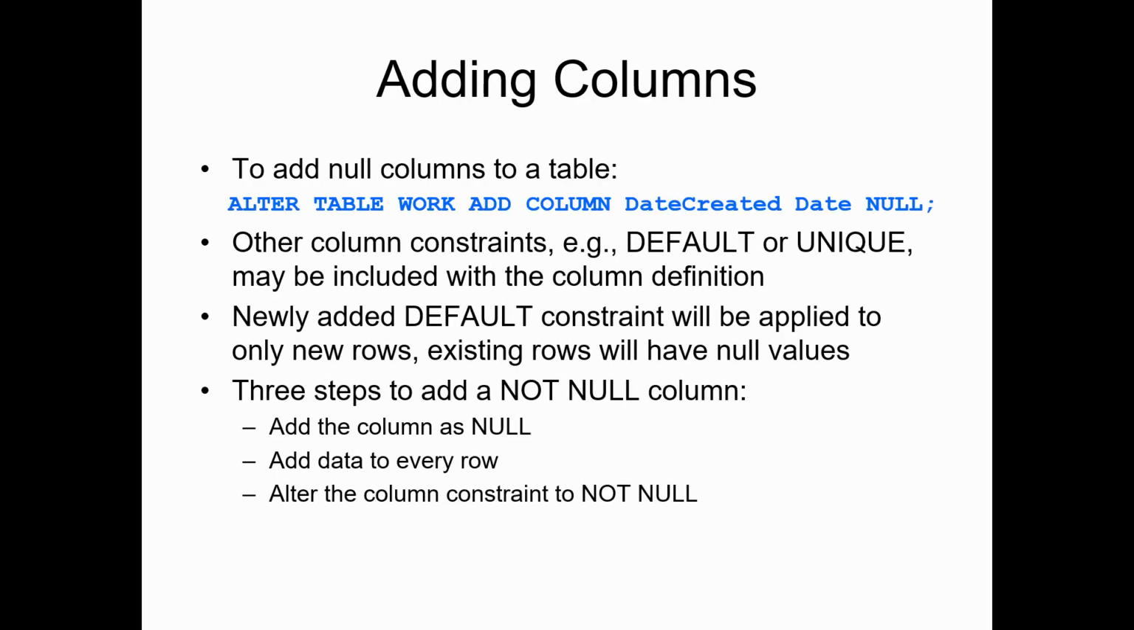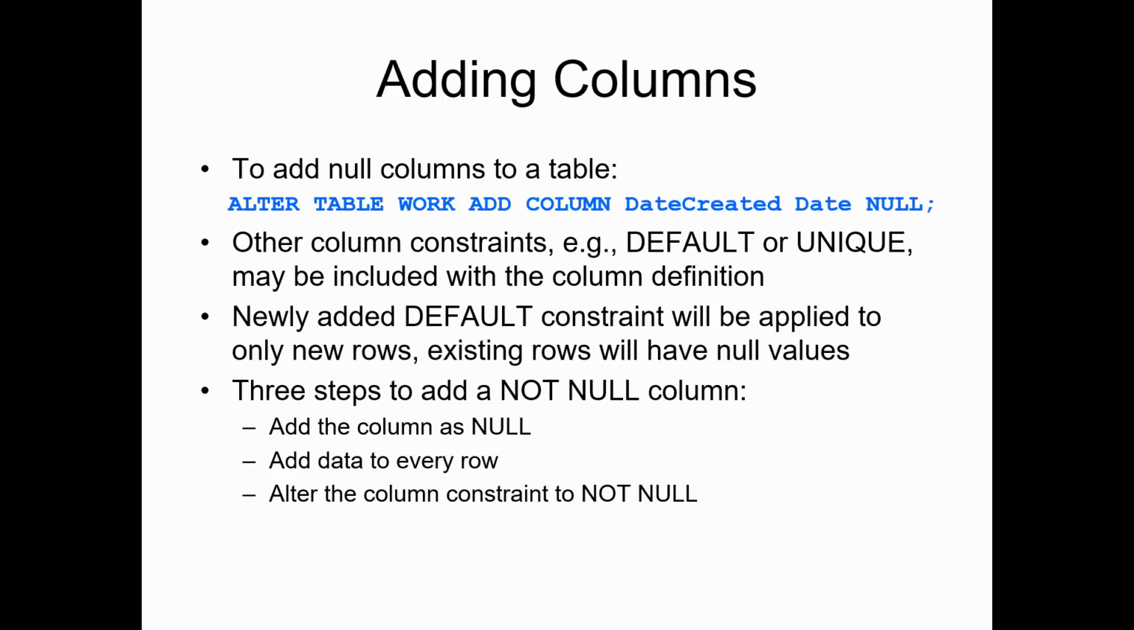We learned in a previous session how to add or drop a column using the alter statement. Other column constraints, for example the default or unique, may be included with the column definition. Although you added the constraint of not null for the column, that will be applied to new rows, while existing rows will have null values. Three steps to add a not null column: add the column as null, add data to every row, alter the column constraint to not null.